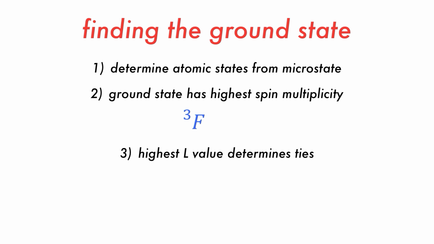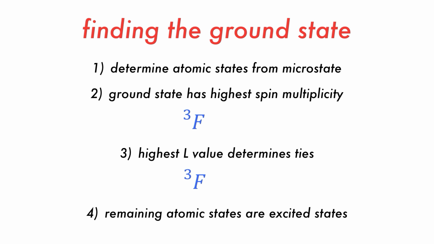But what if there are 2 atomic states with the same multiplicity? In this case, the one with the higher L value becomes the ground state, as this is the state with the larger number of microstates, thus having the larger entropy. So in this case of triplet F versus triplet P, triplet F would be considered the ground state, since F has an L value of 3 and P has an L value of 1. What happens to these remaining states then? They will form any excited states in the ion, and in the examples above, the excited states would have been triplet P and singlet D.